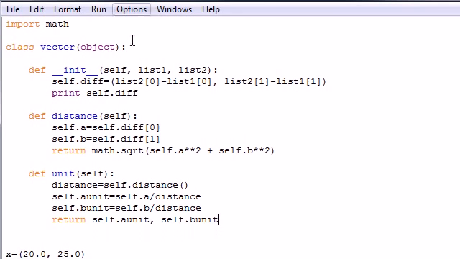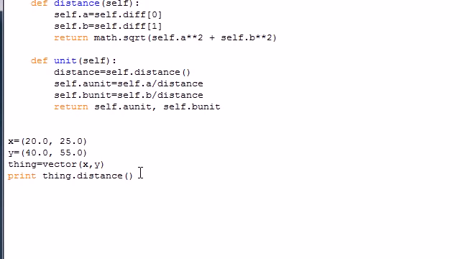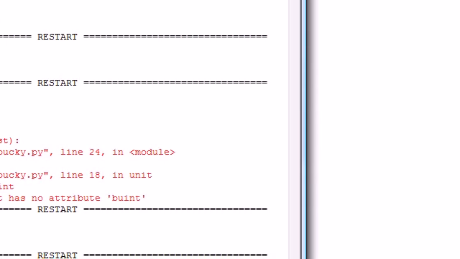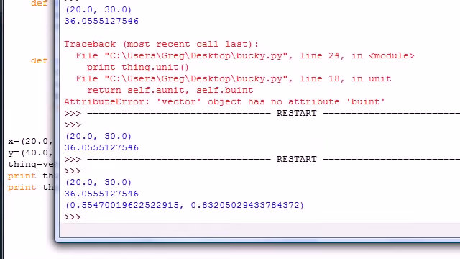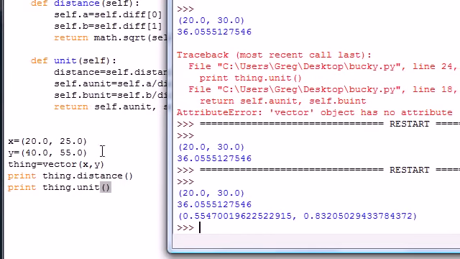Looks good. So now that we returned it, all we need to do is print it out. So let's go over here and print thing unit, and this should work. Hopefully it does. Cross your fingers. And let's go ahead and save this. And look at this. Here's what we printed out so far. The first thing we printed out was our vector. The next thing we printed out was our distance, which was 36 point something. I was too lazy to include that.